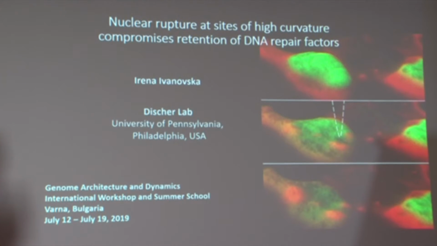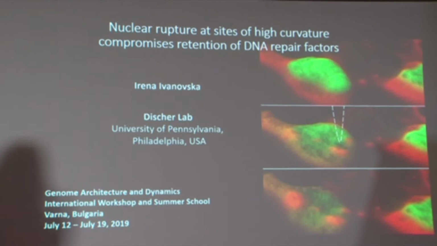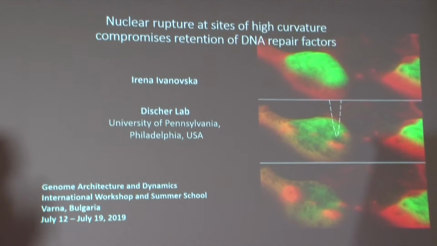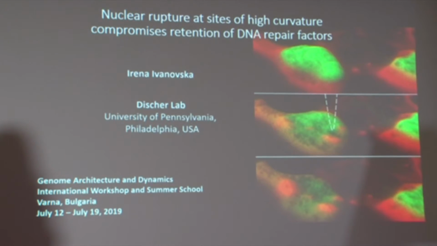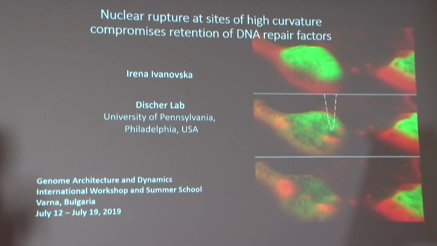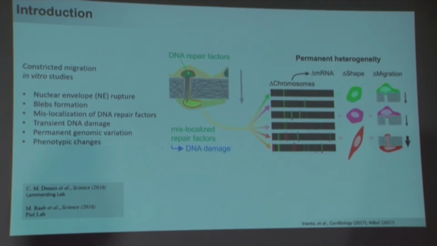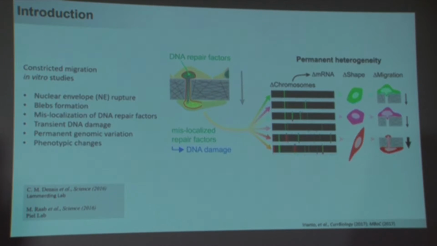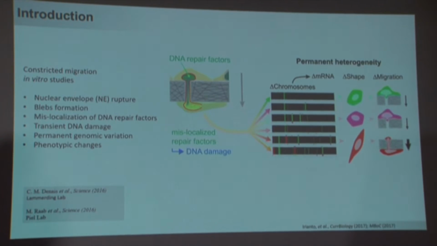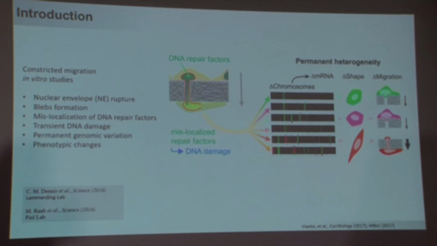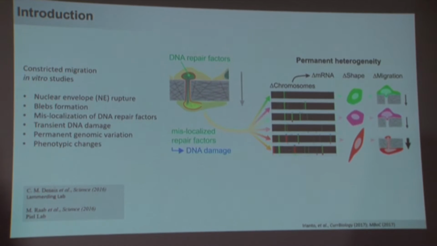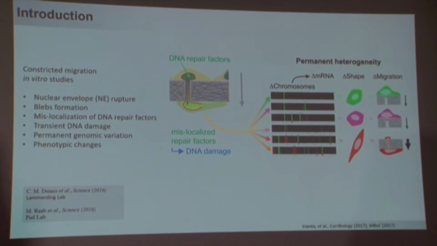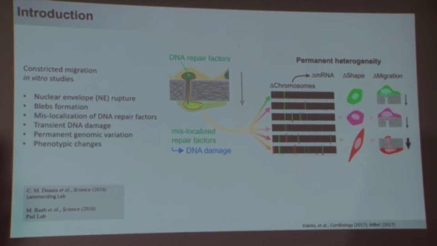I'm going to talk about nuclear envelope rupture as a possible mechanism for mislocalization of DNA repair factors and consequent excess of DNA damage. So there are many situations in vivo where cells have to move through constricted spaces in tissues, and when they do this, they have to squeeze their nucleus, and that causes a large deformation that might induce damage on the structural proteins that holds the nucleus together.